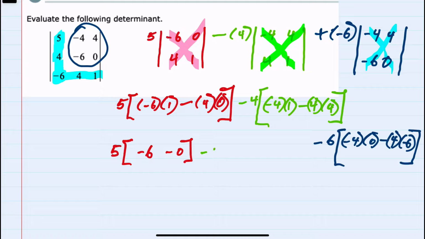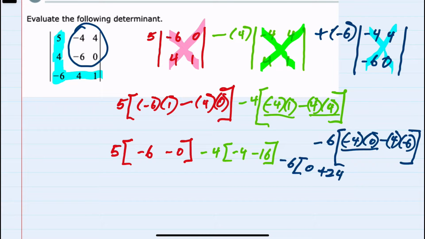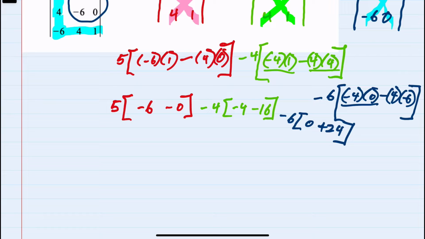For the next, with the -4 outside, -4 times 1 is -4, minus 4 times 4 is -16. And then we have the -6. Inside, -4 times 0 is 0, minus 4 times -6. It's a -24, so minus a -24 is plus 24. Completing everything inside the brackets.